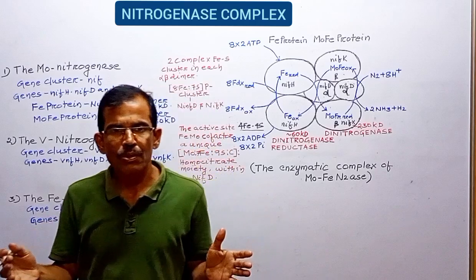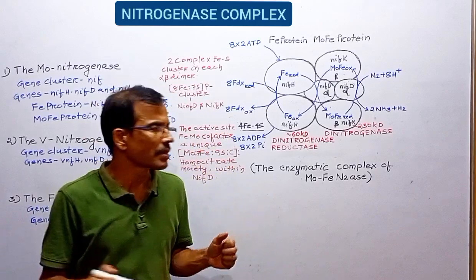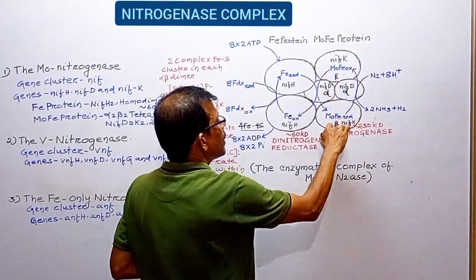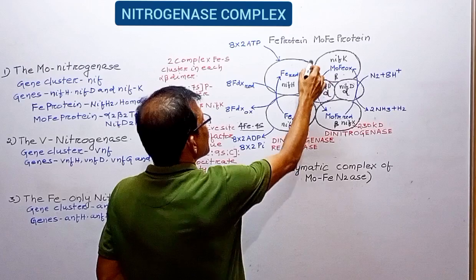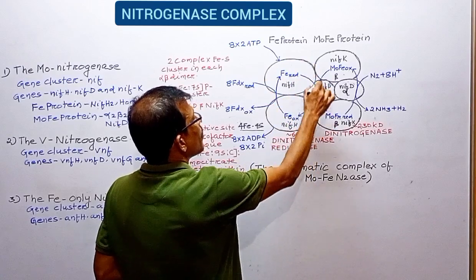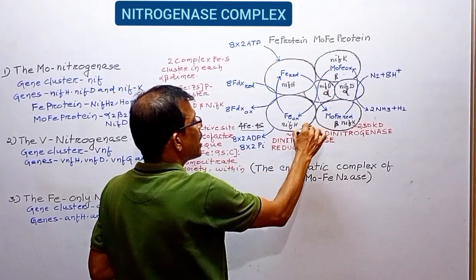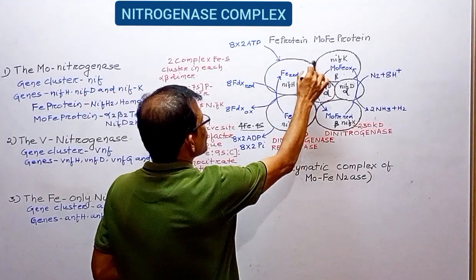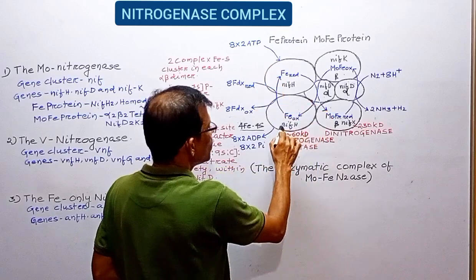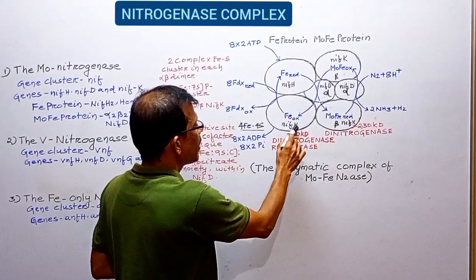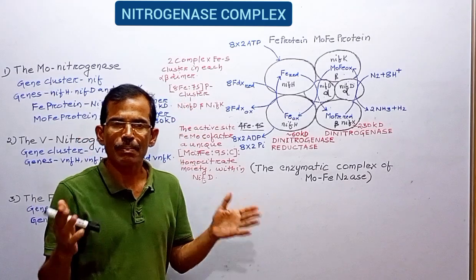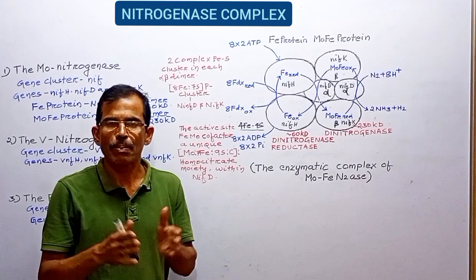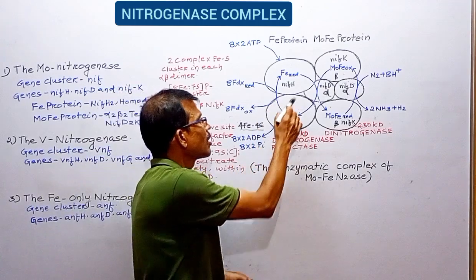The molybdenum nitrogenase consists of two components. One is the Fe protein and the other component is the MoFe protein. Fe protein is the smaller dimeric component. Its molecular weight is about 60 kilodalton. It is a dimer of two identical subunits which are encoded by the gene NIFH. The Fe protein symmetrically coordinates one iron sulfur cluster with the ATP binding sites at the dimer interface.